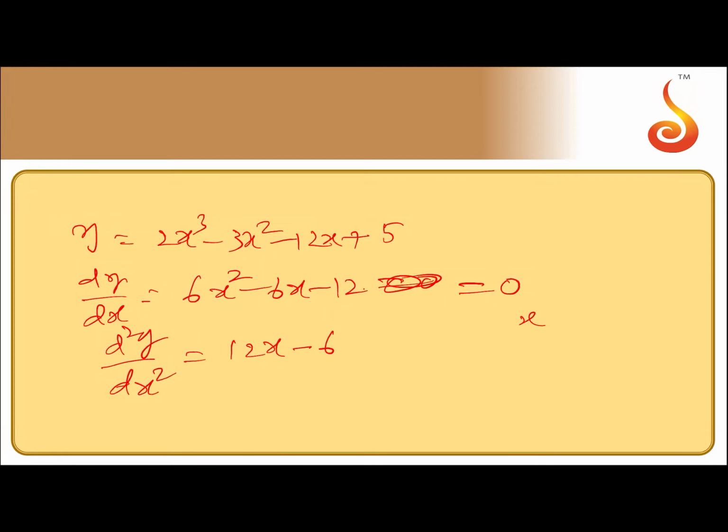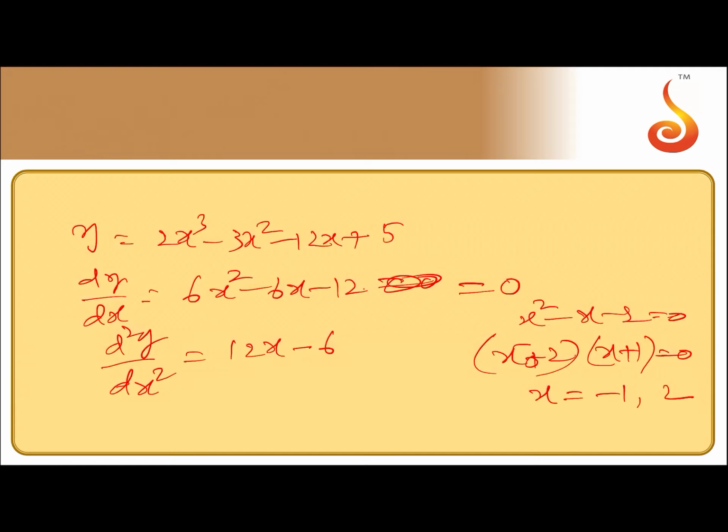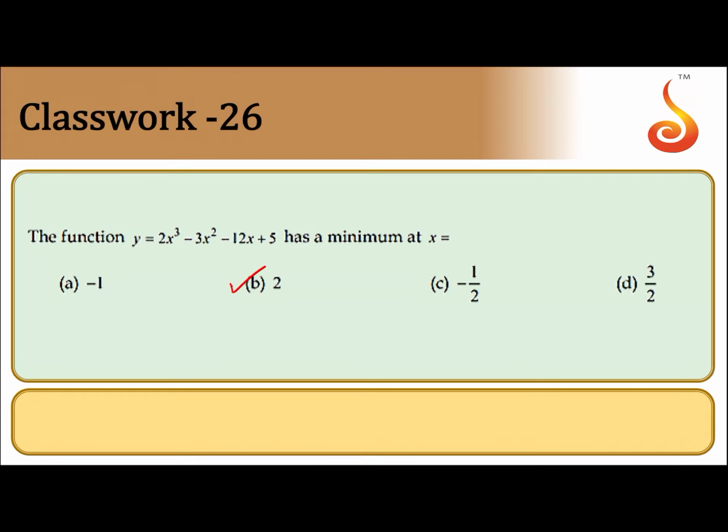dy by dx equal to 0 gives x square minus x minus 2 equals 0, so (x minus 2)(x plus 1) equals 0, and definitely x equals minus 1 or 2. We would like to calculate the minimum value. The function attains a minimum when the first derivative is 0 and the second derivative is positive. So only for x equals 2 is the second order derivative positive, and therefore this is a minimum. The answer is x equals 2.